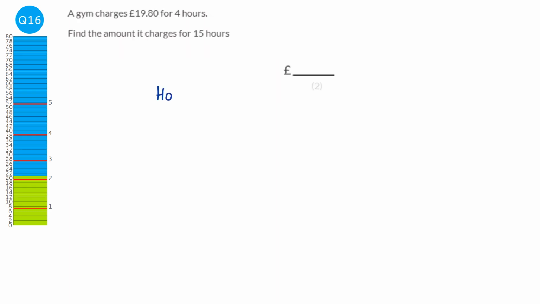So looking at the hours and the charge, we know that 4 hours is a charge, and I'm going to do the charge in pence, of 1,980 pence. And so what I want to do is just work out what 1 is. And to do that, I'm going to divide that by 4. And it's always useful to find out what 1 is first. So that would be 495.